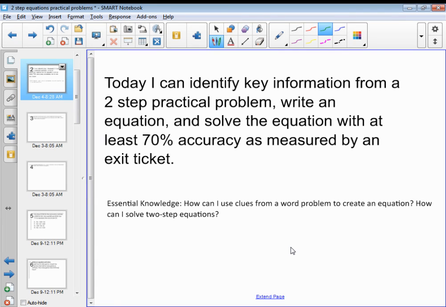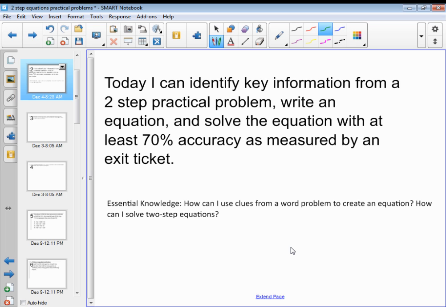Welcome. This is day 5 of two-step equations. Today we are starting two-step equation practical problems. So our objective for today is, today I can identify key information from a two-step practical problem, write an equation, and solve the equation with at least 70% accuracy as measured by an exit ticket.